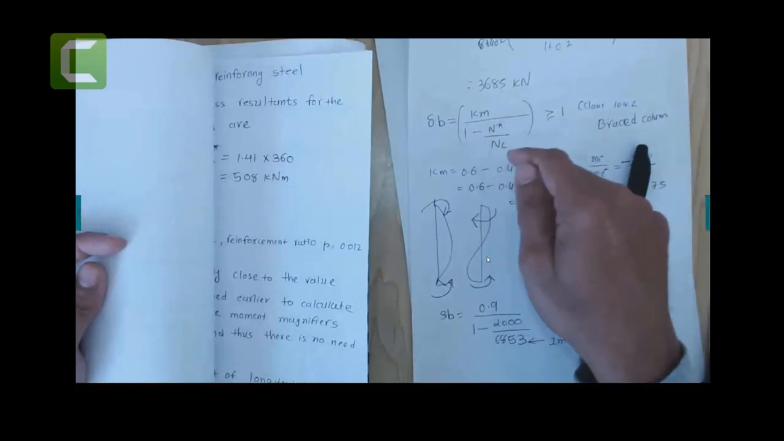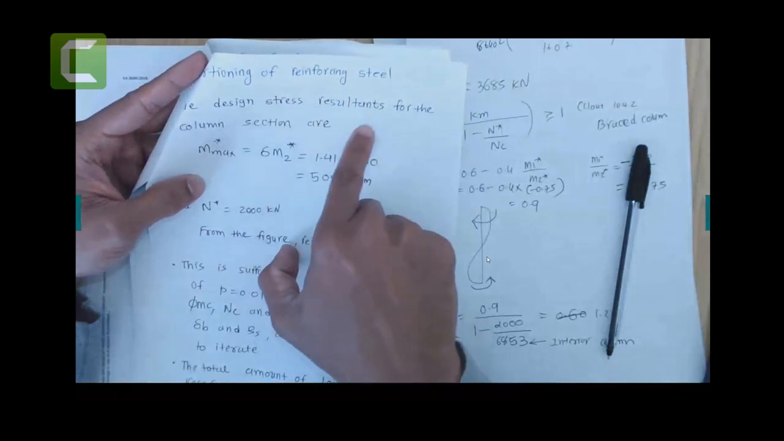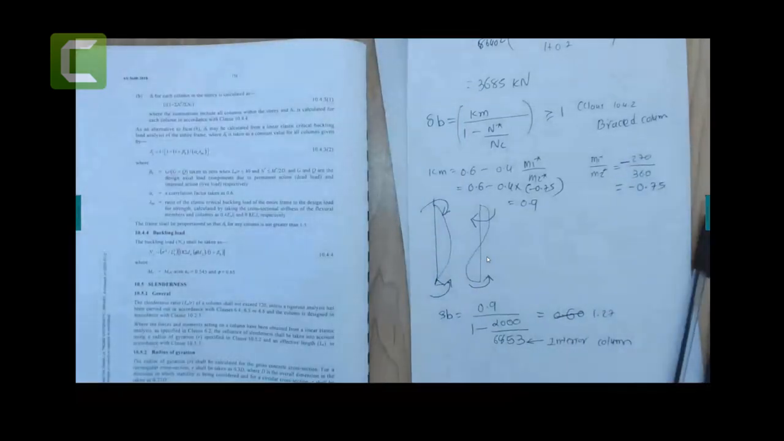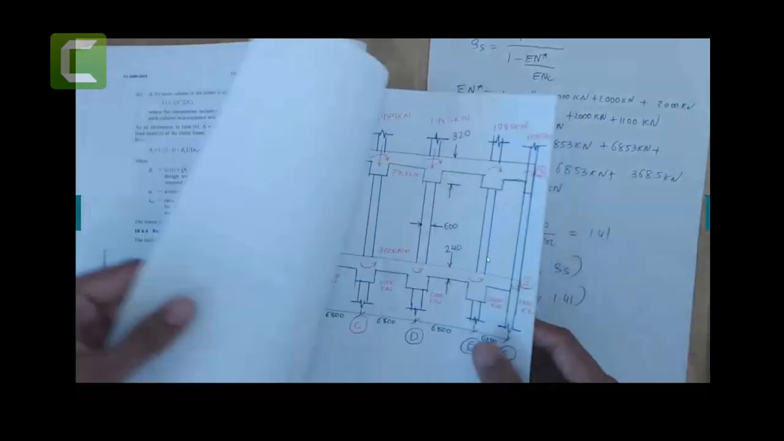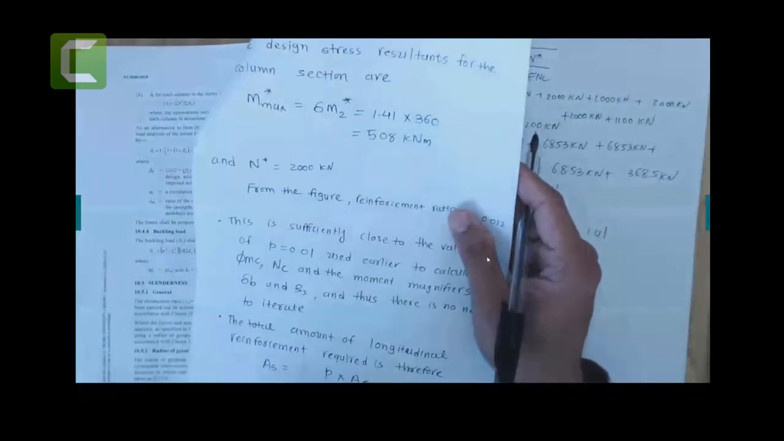So far we have calculated this moment magnifier. That is basically all this procedure: calculating the buckling load and everything needed for the moment magnifier. Now, once you have the moment magnifier, the final step is to find the reinforcing steel. You have a design stress resultant, so you calculate the maximum moment. We just calculated the moment magnifier, 1.41, times the moment of 360 kilonewton meters given in our example. Your final moment for this particular column is 508 kilonewton meters, and your axial load given in the example is 2000 kilonewtons.